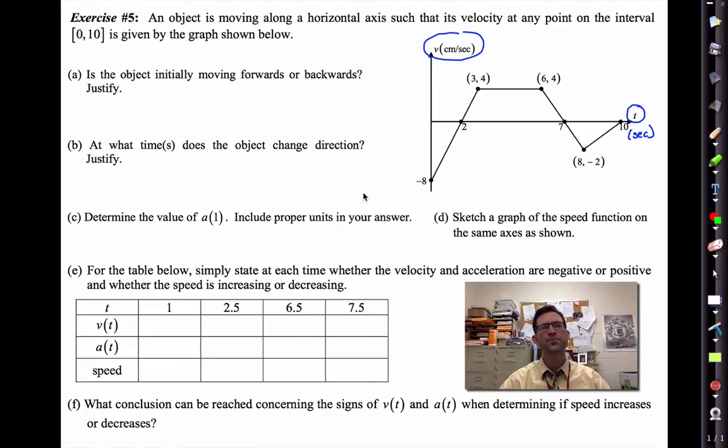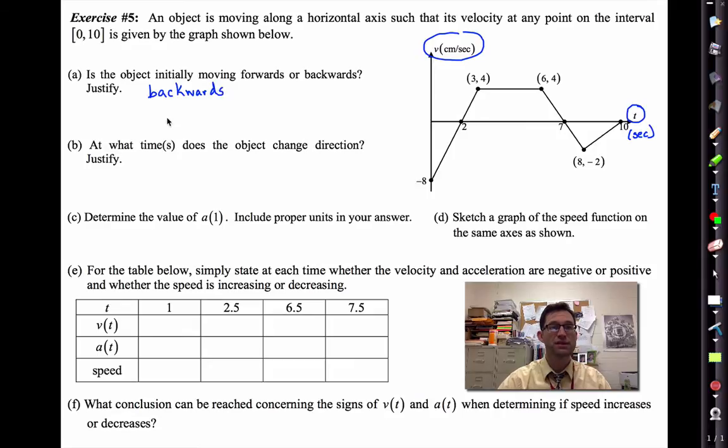Okay, let's talk. Is the object initially moving forwards or backwards? Justify. A lot of students will look at this graph and they'll make a mistake. They'll go, look at that, well, the object's moving forwards. The velocity graph's getting bigger. But ironically, of course, the answer is the opposite. The object is moving backwards.